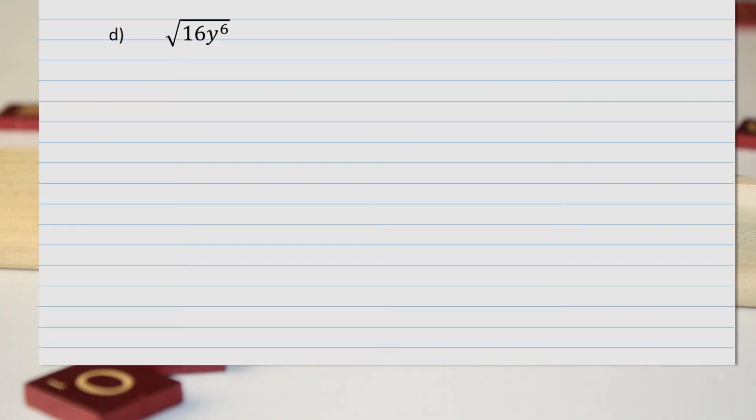D, we have the square root of 16y to the 6th. So first we're going to do our factor tree. We have 16, and we know 16 is made up of 2 times 8. 2 is prime, but 8 is made up of 2 times 4. Again, 2 is prime, 4 is not, but we know 4 is made up of 2 times 2.